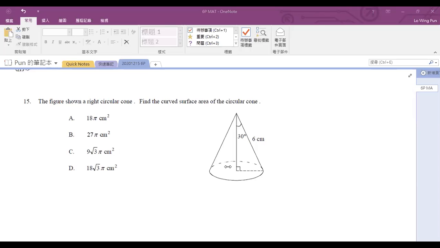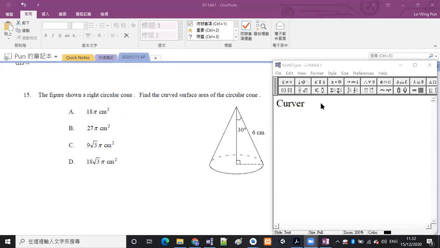All right, 15. The figure shows a right circular cone. Find the curved surface area of the circular cone. The curved surface area formula is equal to pi r l, where r is the base radius and l is the slant height.